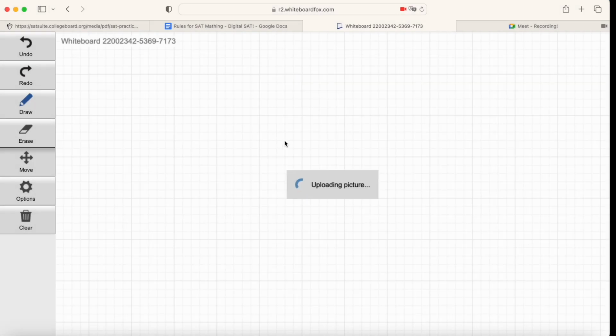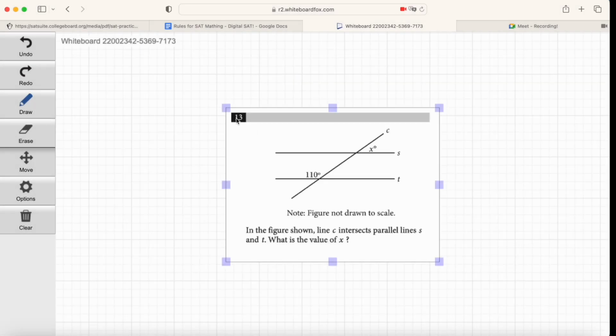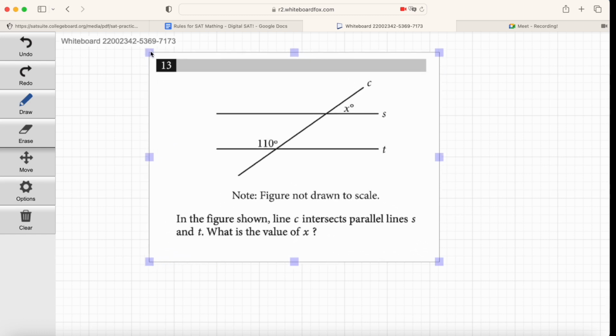Let's do question 13 here. Oh, we got some more geometry not drawn to scale. Just go ahead and jump right into the question here for us, please. If the figure shown line C intercepts parallel line S and T, what is the value of X? What are we solving for in this question, Tanner? The value of X based off of the 110 on T.